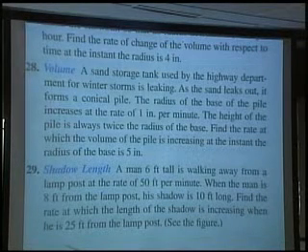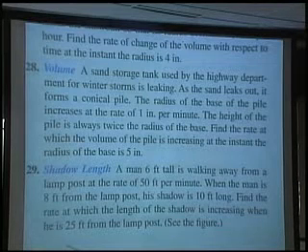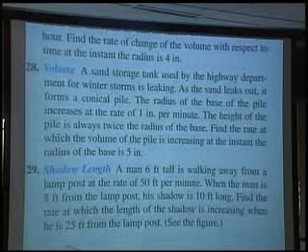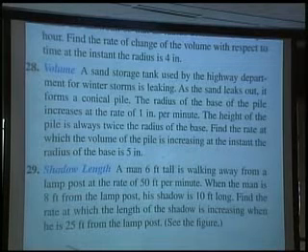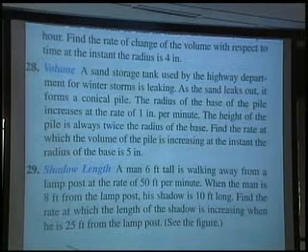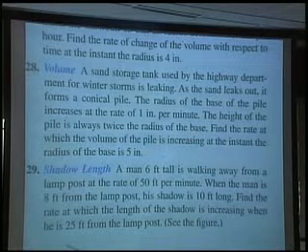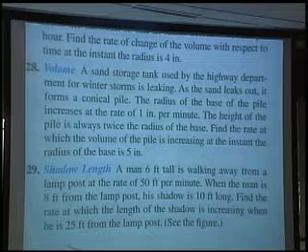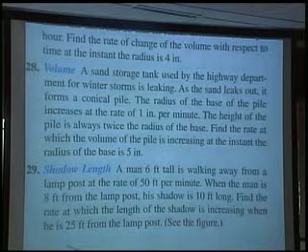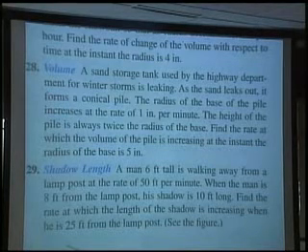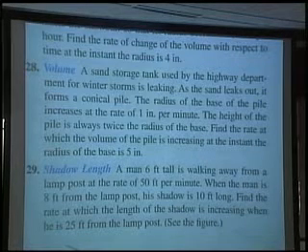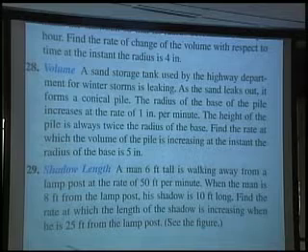This time we'll just go straight to the calculus and let it do the solving for us. Okay, it says a sand storage tank used by the highway department for winter storms is leaking. As the sand leaks out, it forms a conical pile. The radius of the base of the pile increases at a rate of 1 inch per minute. Height of the pile is always twice the radius of the base. Find the rate at which the volume of the pile is increasing at the instant when the radius is 5.